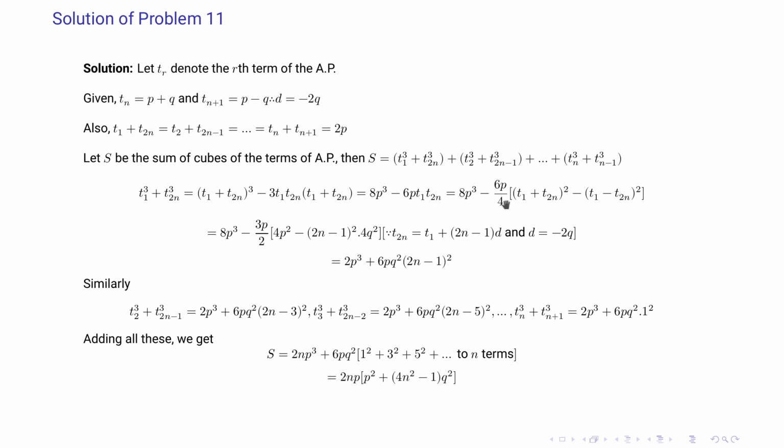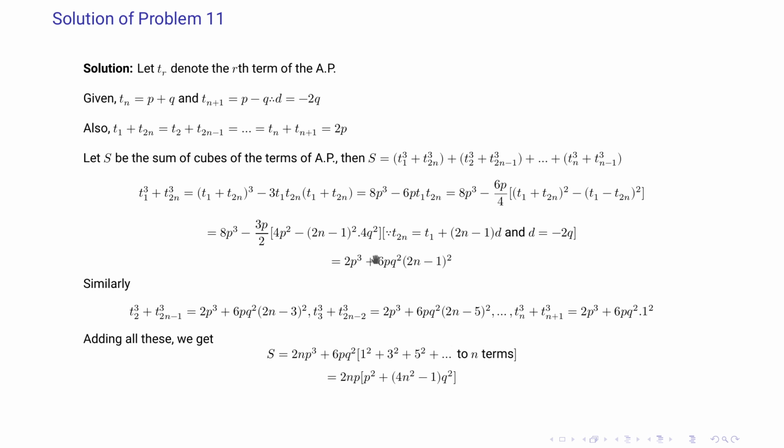Now t1 t2n can be written as (t1 plus t2n) whole square minus (t1 minus t2n) whole square. This will give us 4 t1 t2n, so we divide here by 4. Now we rewrite this over here again. We know that t1 plus t2n is 2p, so this becomes 4p square, and we know that t2n is equal to t1 plus (2n minus 1)d, that is t1 minus t2n would be (2n minus 1)d, and d is minus 2q. So it becomes (2n minus 1) whole square times 4q square. So the entire value of this expression is 2p cube plus 6pq square multiplied with (2n minus 1) whole square.